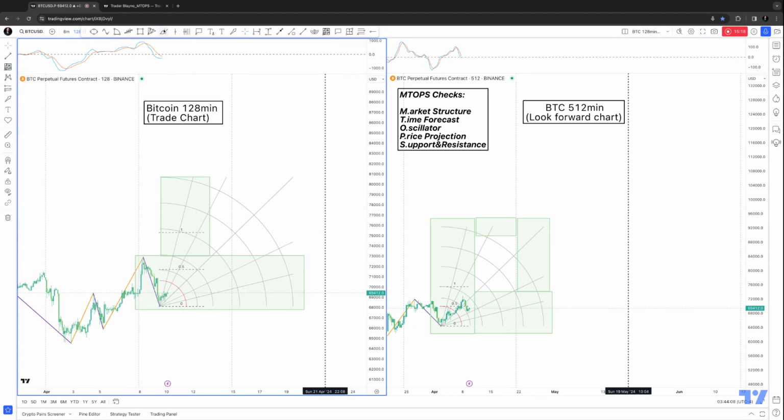So if you're on a lower frame, the 32 minutes, that'll be your 9, 10, 1, 2, 3, 4, 5, 6, 7, 8, actually 9 would have been there. There would have been 10 into 1. So the cycles operate in the exact same way that they do over here, and it can scale down and you can scale it up, and that's why MTOPS works on all markets and on all time frames, depending on what you need it for.